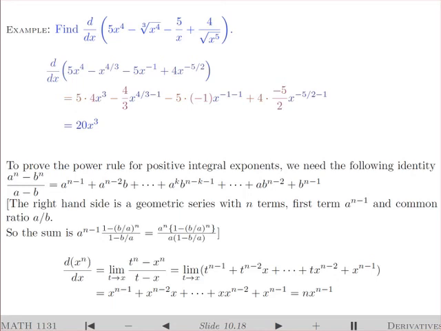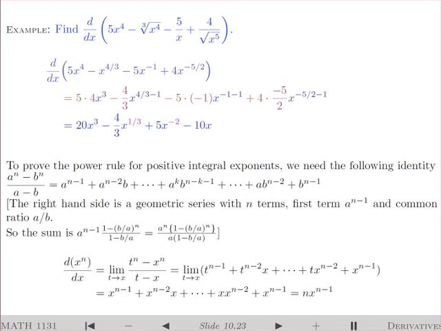5 times 4x^3 is 20x^3. Then I have minus 4/3 x to the power 4/3 minus 1. 4/3 minus 1 is 4/3 minus 3/3, or 1/3. So I get negative 4/3 x to the power 1/3. Then I have negative 5 times negative 1, which makes it positive 5. x to the power negative 1 minus 1. Negative 1 minus 1 is negative 2. Finally, I have 4 times negative 5/2, that's negative 10.